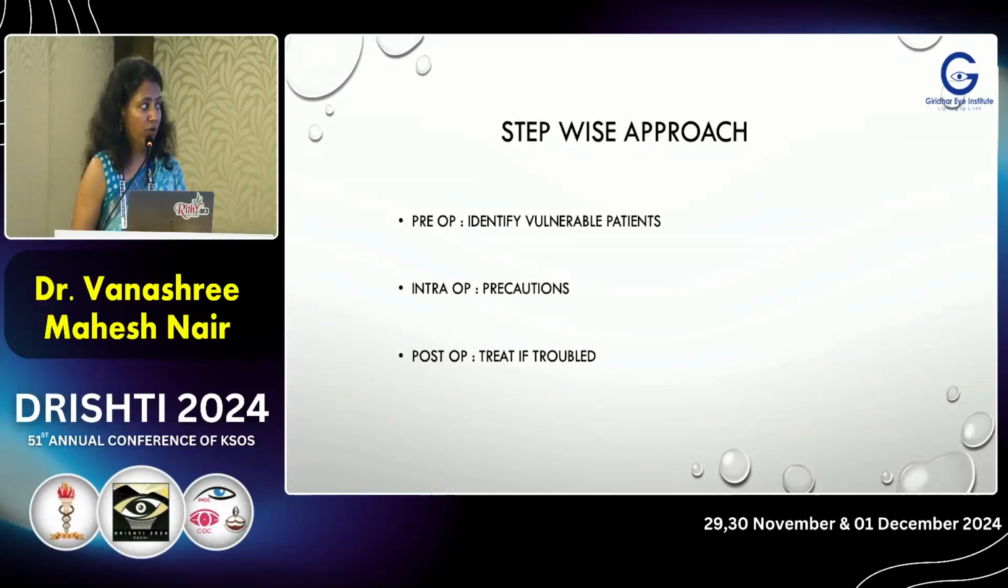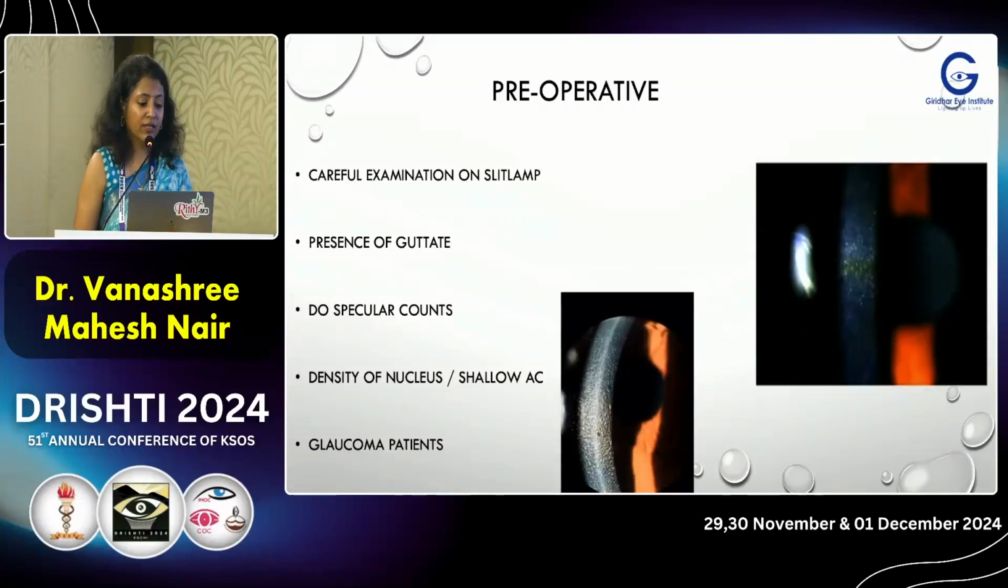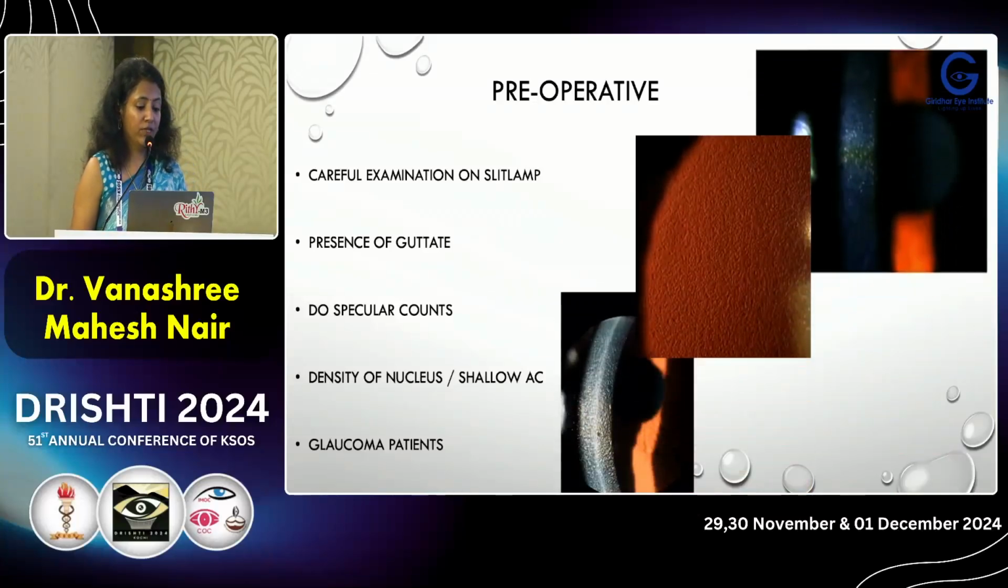So let's have a look at a stepwise approach. First we need to identify vulnerable patients. Intraoperatively, what precautions can we take, and postoperatively, how do we manage it? Preoperatively, a careful examination on the slit lamp will give us a clue. Now, these pictures are very much in your face, showing a lot of guttae, but sometimes we will have very few guttae, which you may miss.